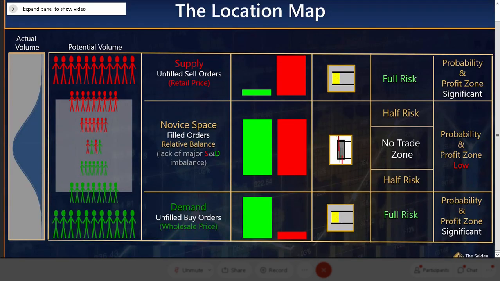So we've looked at our location map before. Remember, this is not about 4 steps for this and 6 steps for that and 8 rules for this. It's about 2 rules, and it's all around structure and location. When quantifying supply and demand in any market, in any time frame, it's about identifying the price levels where supply and demand are out of balance in a big way.